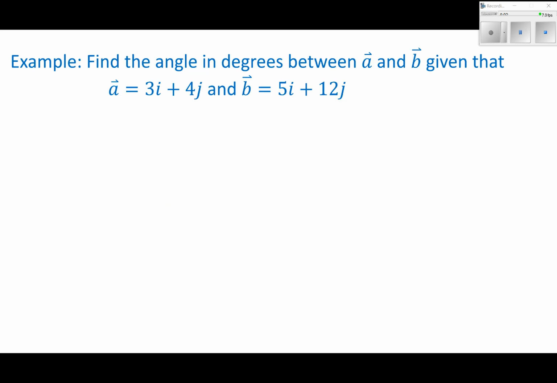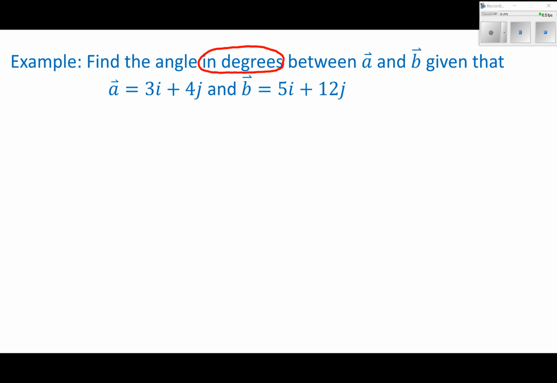So let's look at one. Find the angle in degrees between vector A and vector B, given that A is 3i plus 4j, B is 5i plus 12j. And I specified in degrees. When working with vectors, we're going to be in degrees, unless they specifically say something about radians. We will assume we're always in degrees when dealing with vectors.